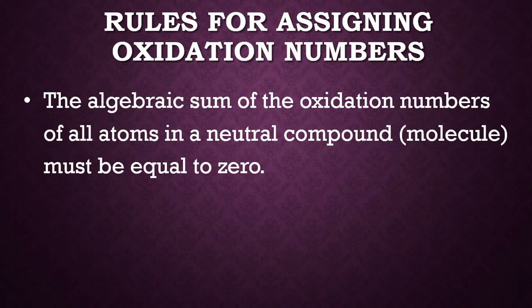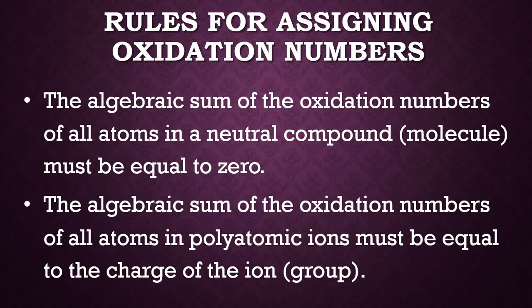The algebraic sum of the oxidation numbers of all atoms in a neutral compound, or in any given molecule, must be equal to 0. The algebraic sum of the oxidation numbers of all atoms in polyatomic ions must be equal to the charge of the ion.